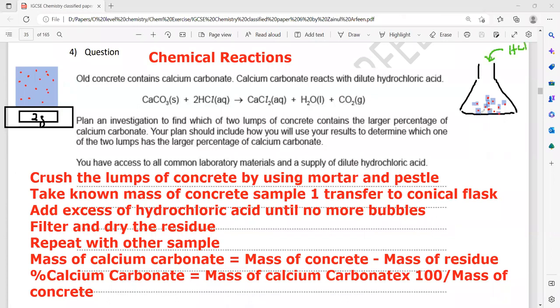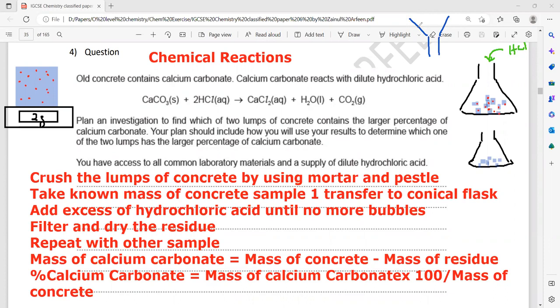When we add hydrochloric acid, the calcium carbonate, which is represented by red dots, will react only. The concrete will not react. Only calcium carbonate present in the concrete will react. So concrete will remain there, but only the calcium carbonate will react. Then what we did, we filtered this. We use filtration and we filter.